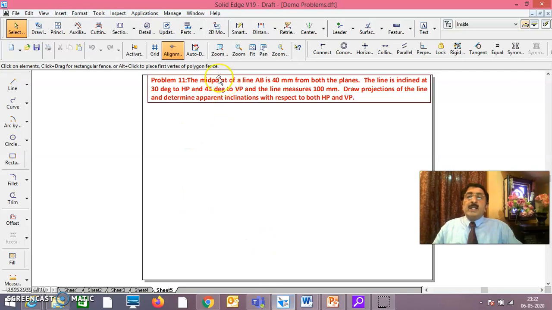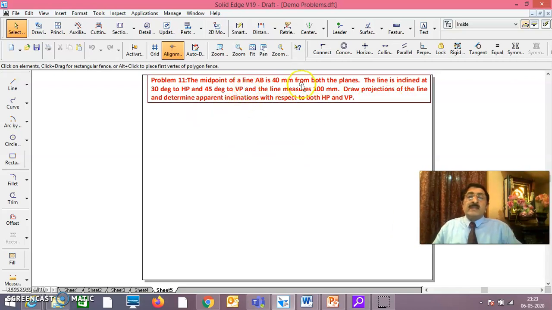Now here I have taken a typical problem on midpoint. The midpoint of a line AB is 40 mm from both the planes. The line is inclined at 30 degrees to HP, 45 degrees to VP, and the line measures 100 mm. Draw projections of this line and determine the apparent inclinations with respect to both HP and VP.